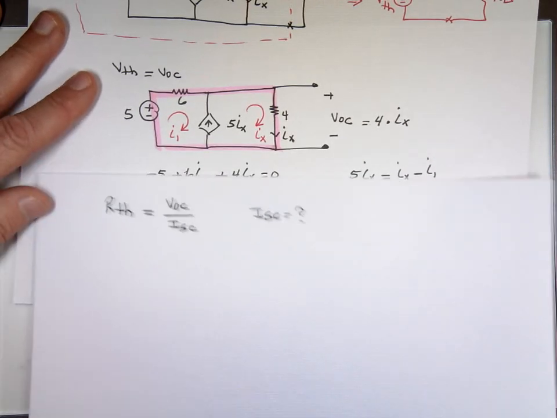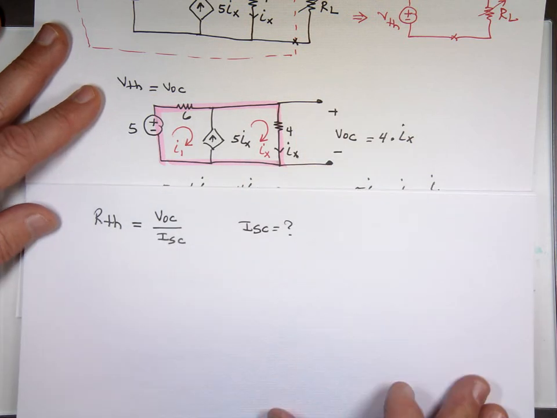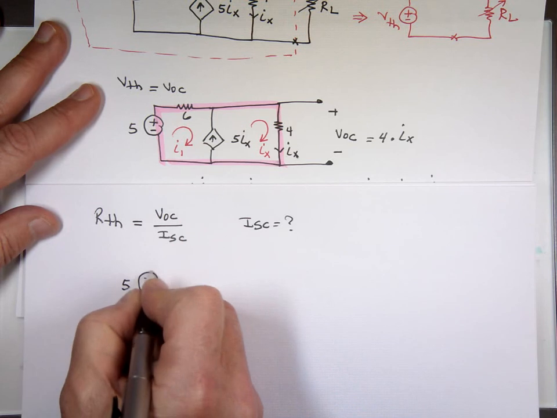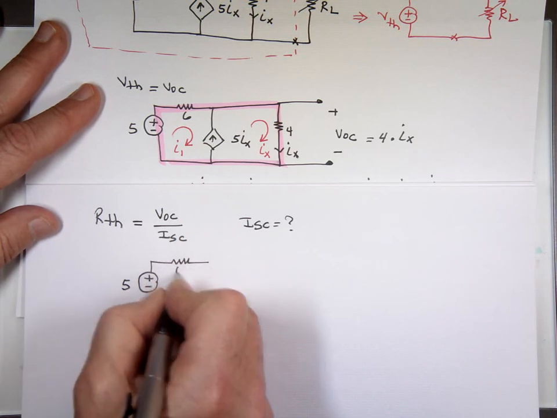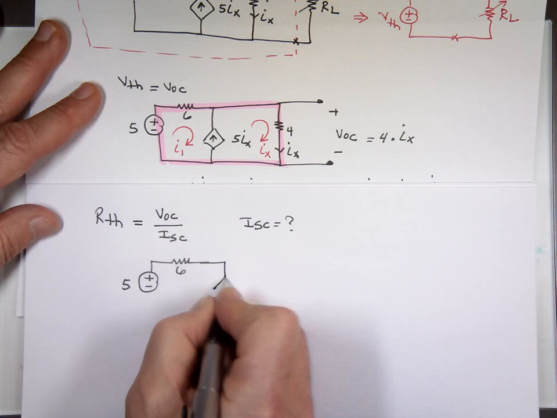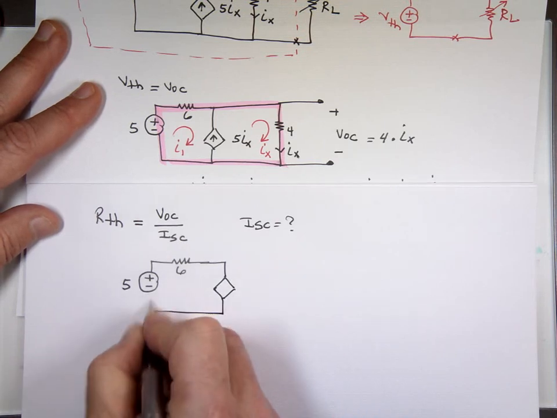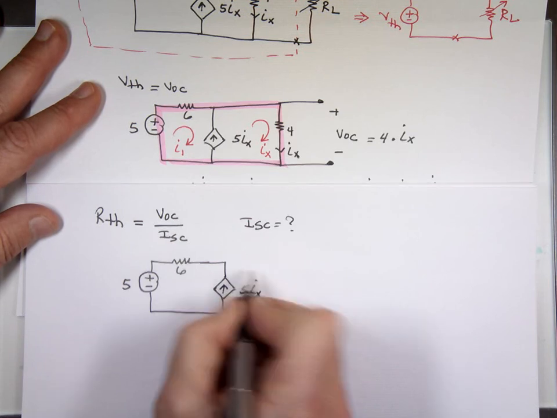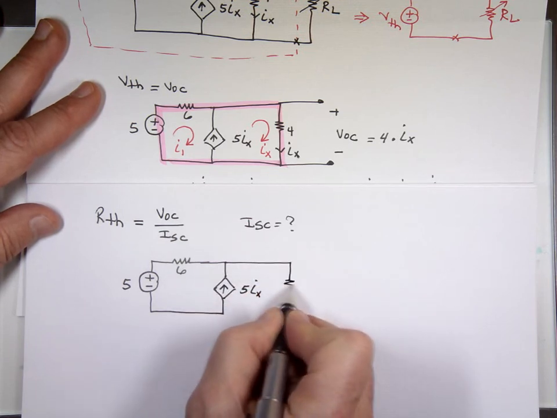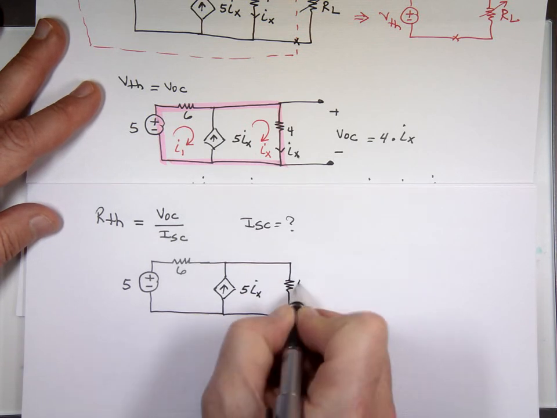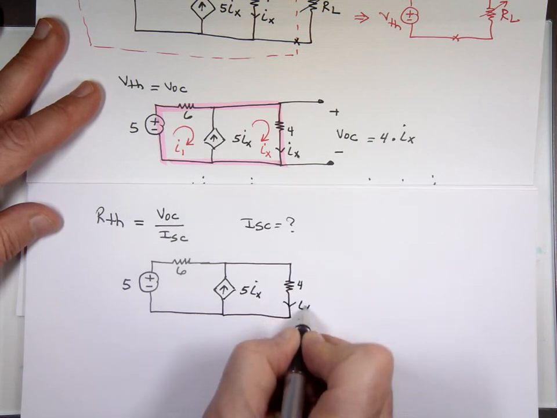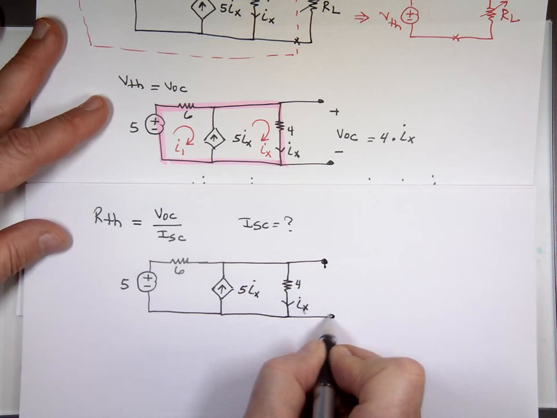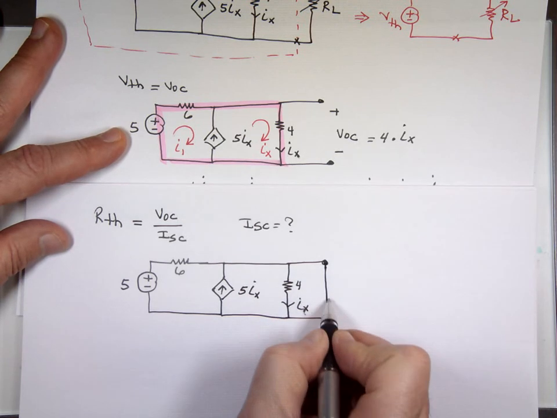So let's take this circuit and put a wire here. 5 I sub x, this is 4, I sub x is here, and this is my short circuit. Now we're putting a wire here. And what is the current coming down here?